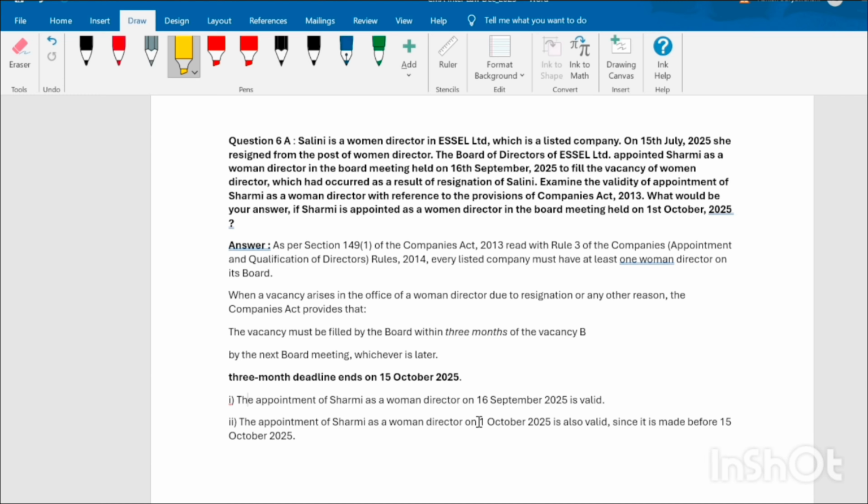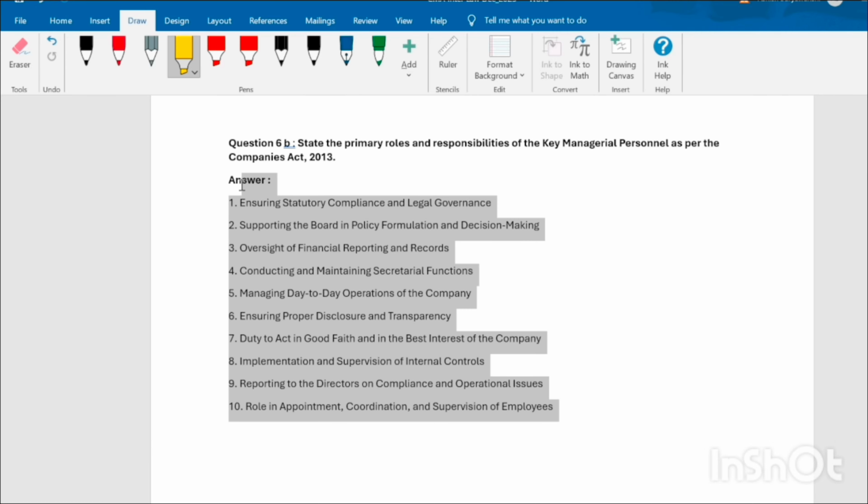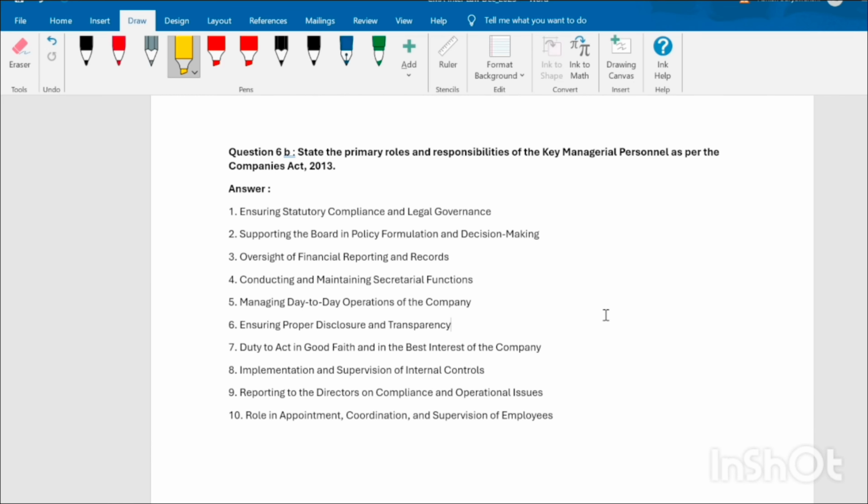So yes, here both are valid because it comes under the limit of 3 months. Now let's come to question number 6. Please state the primary roles and responsibilities of the key managerial person as per the Companies Act 2013. As I remember, the last topic of the Companies Act is key managerial person, but roles and responsibilities are not mentioned there. So definitely it is from inside the chapter, if it is mentioned inside other provisions of the Companies Act.